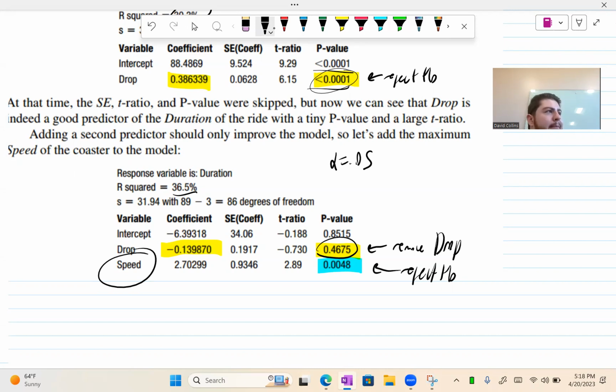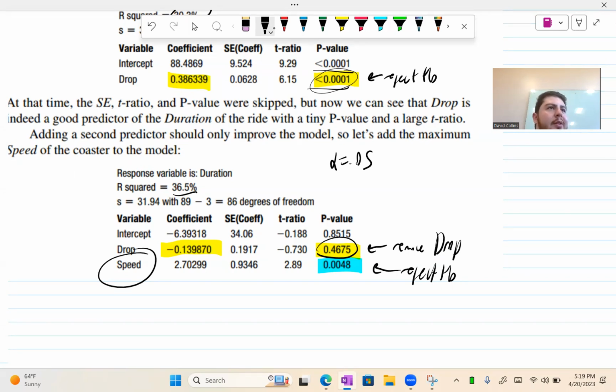Adjusted R squared probably would go up, because now we have a useless variable. Removing it would increase the adjusted R squared, because adjusted R squared penalizes you for statistically insignificant variables like drop. So we would expect our adjusted R squared to go up, but there's no third picture in the textbook, so we don't know.